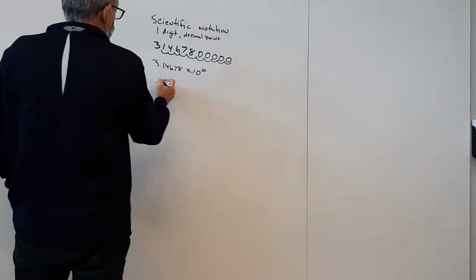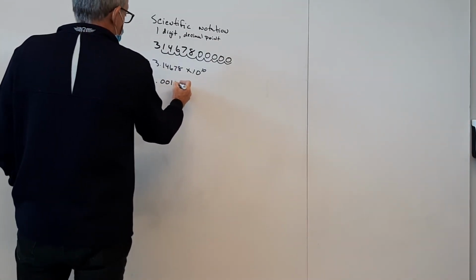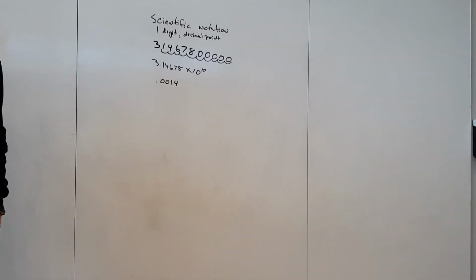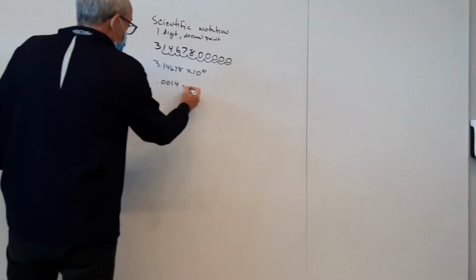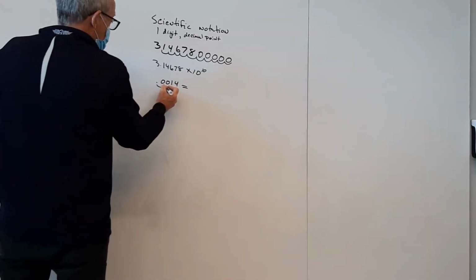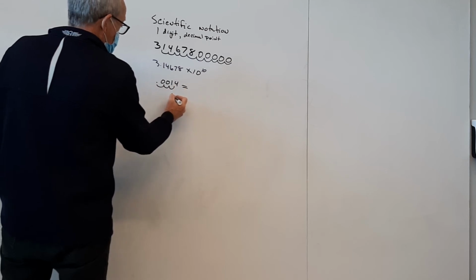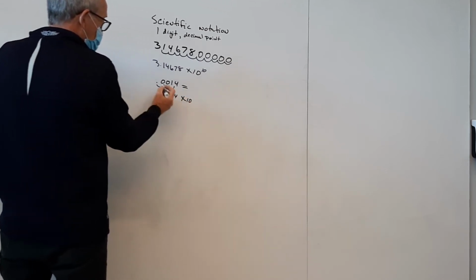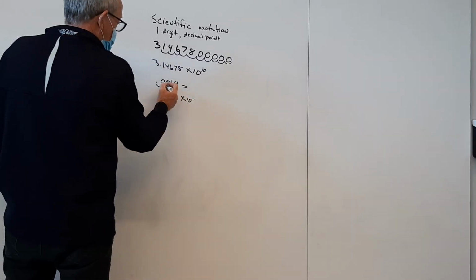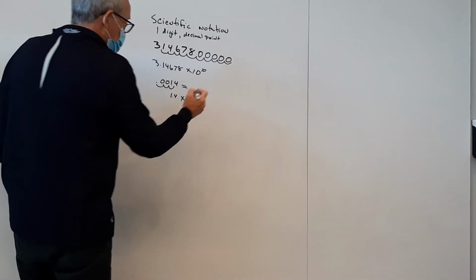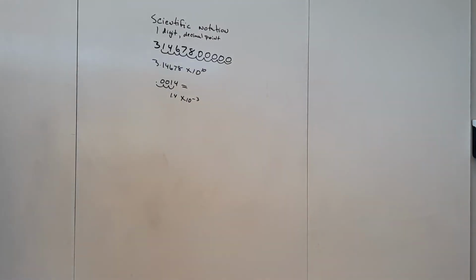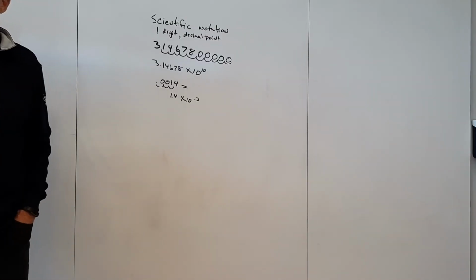If I have 0.0014 and I want to put that in scientific notation, that's going to be equal to 1.4 times 10 to the what? Negative 1, 2, 3. So if you're going to the right, it's the negative. If you're going to the left, it's the positive.